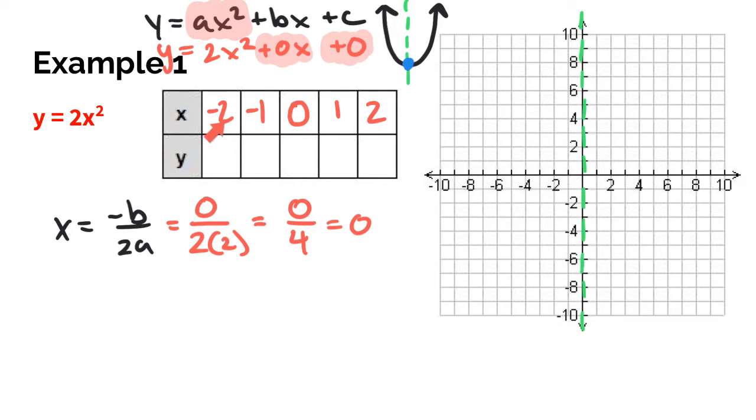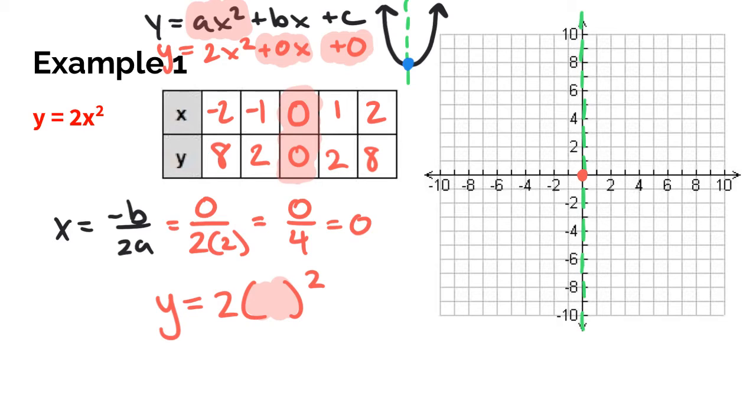Now I'm going to take each of these values, consider them as my input, and plug them in where x goes. So I'm going to plug them into my function of 2 times x squared, putting the inputs in those parentheses to get my outputs. For my outputs, I get 8, 2, 0, 2, and 8. All of that was by plugging in each of these inputs. You'll notice that it is centered around 0, so the location of my vertex is 0, 0.